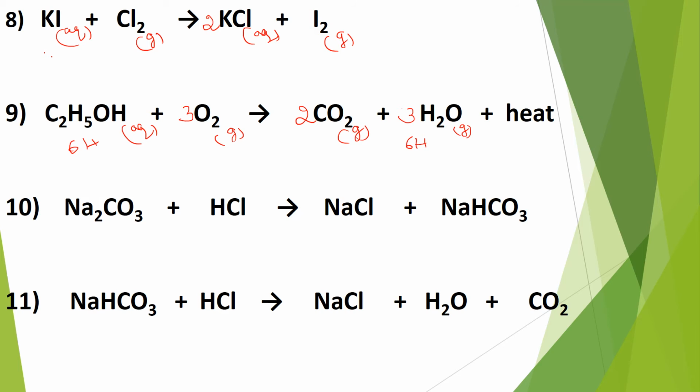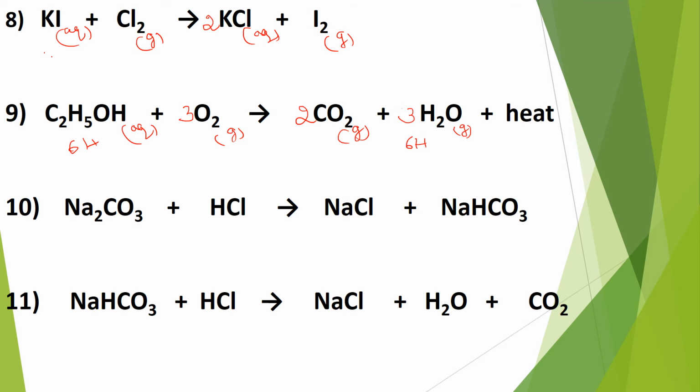Both are balanced. Now look at the oxygen. The number of oxygen on the reactant side is 6 plus 1, 7. On the product side also, 3 into 1 is 3, 3 plus 4 is 7. So everything is balanced now.